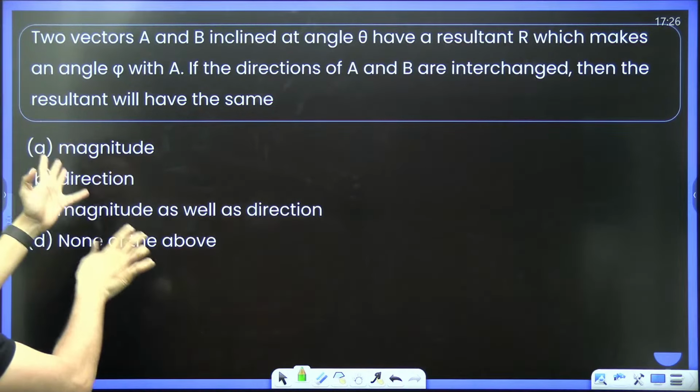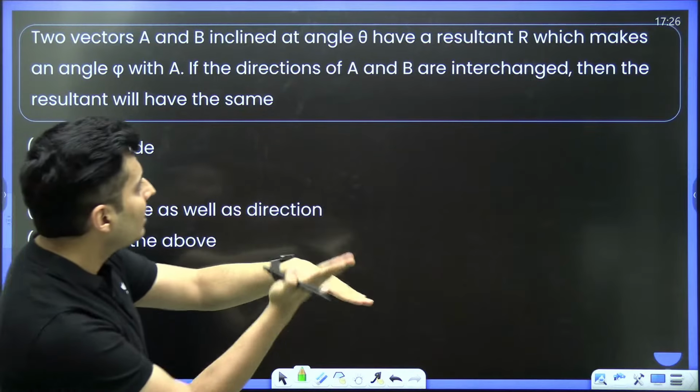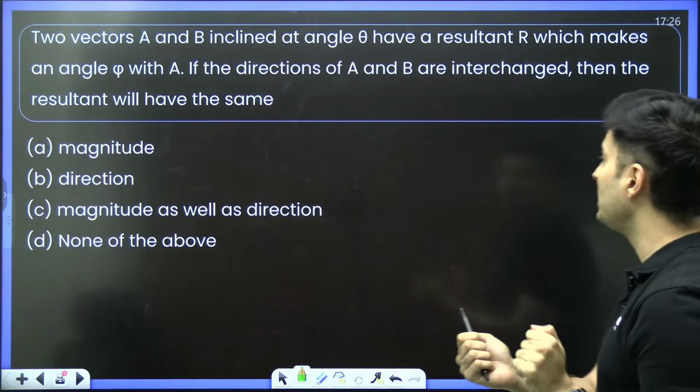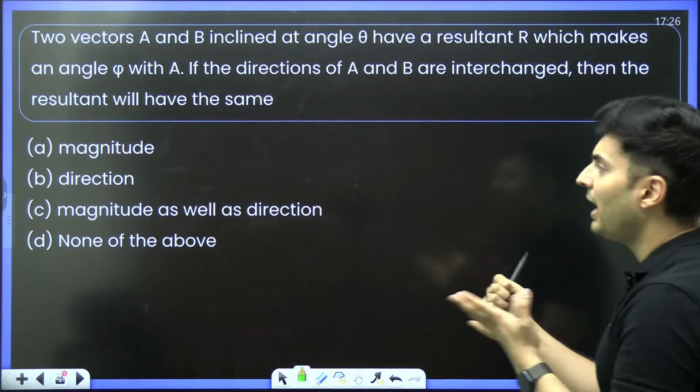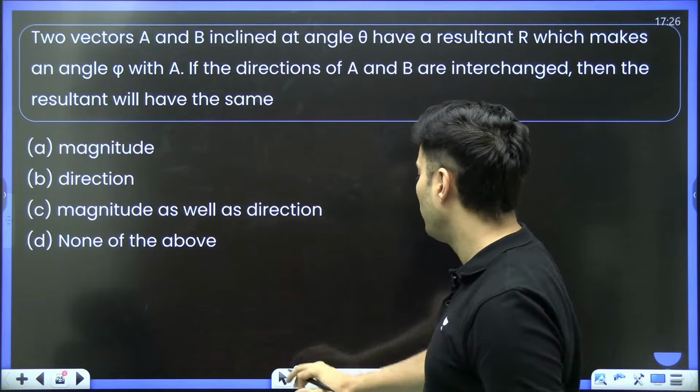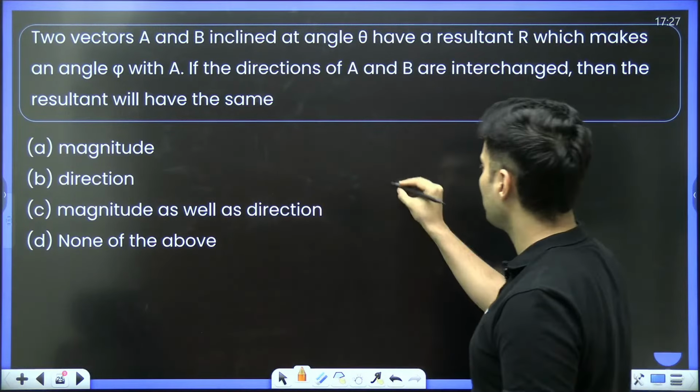which makes an angle phi with A. If A and B's directions are interchanged, then the resultant will have the same magnitude, direction, both, or none of the above. Let's try to understand this.